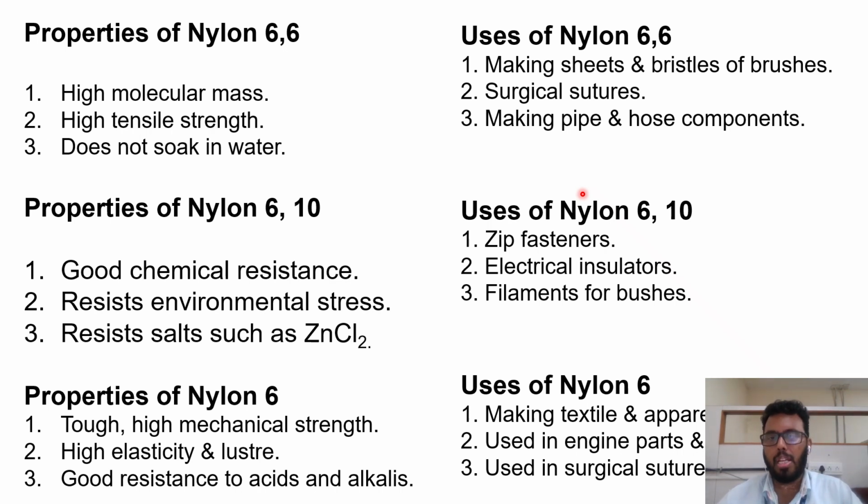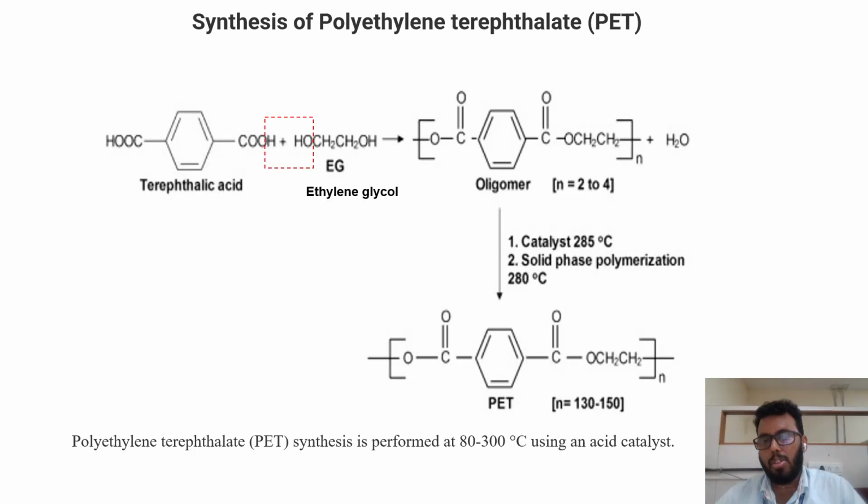The uses of nylon 610: mostly zip fasteners. If you look at the plastic or polymer zip fasteners, the zip fastener track is made of nylon 610. Also electrical insulators and filaments for brushes. The uses of nylon 6 include making textiles and apparel, engine parts and gears because it has high mechanical strength, and also surgical sutures and dental floss. So you might be using dental floss that is also made of nylon 6.